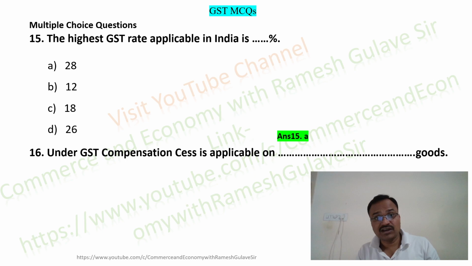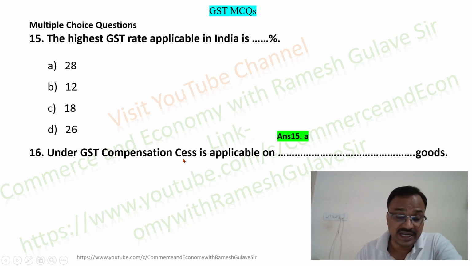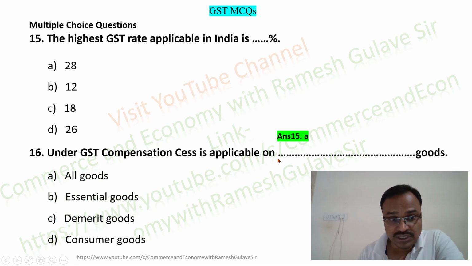Under GST, compensation cess. See friends, under this GST system, the cess is collected. Cess is basically tax on tax. It is not a separate tax. It is charged as an extra tax on tax. So compensation cess is applicable on dash goods, and options are all goods, essential goods, demerit goods, and consumer goods.